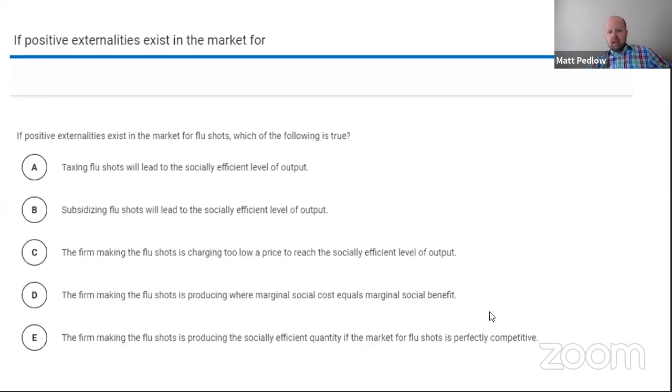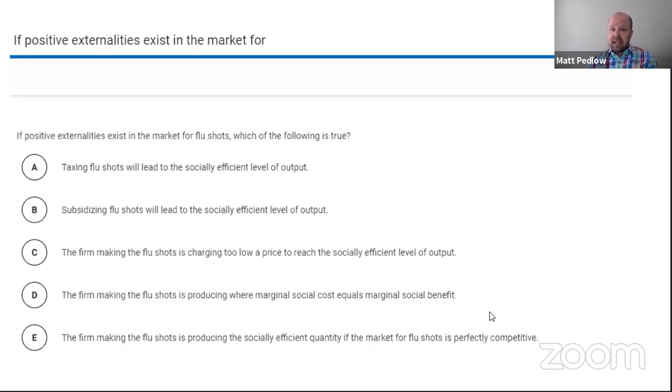Okay, so A, as you read through it, you just move on. Positive externalities, we are not going to tax positive externalities, right? It really doesn't make sense. So we know we're going to get those off the market. C, the firm making the flu shots charging too low a price to reach the efficient level. That's not the problem, actually. So you can remove C. D, the firm making the flu shots producing at socially efficient. Well, no, if they were, there would not be an externality. Remember, when you get to the marginal social, or excuse me, to the socially efficient, there's no deadweight loss anymore.